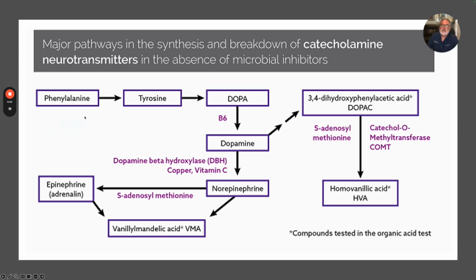And then one more chart almost saying the same thing. So it goes phenylalanine to tyrosine to dopa to dopamine to norepinephrine, and then there's a metabolite for norepinephrine, and your metabolite for dopamine is the homovanillic acid right here.